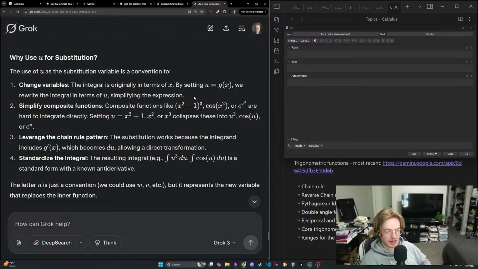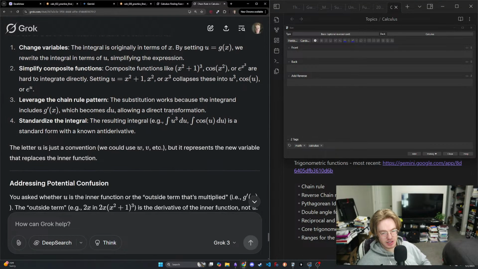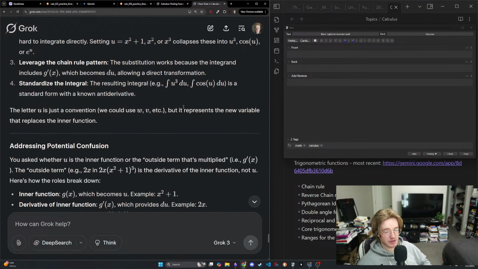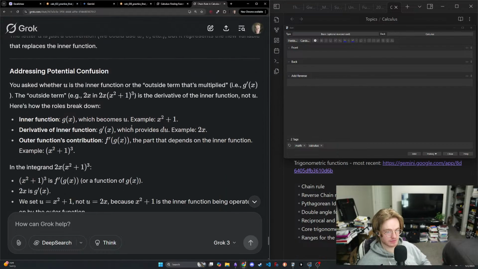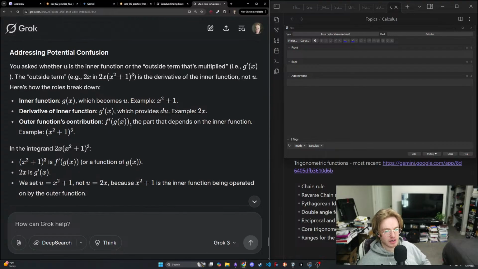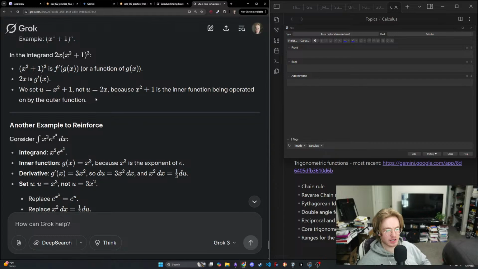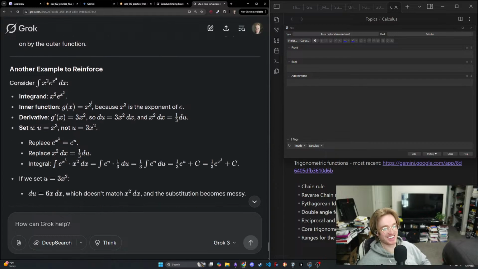Leverage the chain rule pattern. The substitution works because the integrand contains the derivative of the inner function. Standardize the integral. The resulting integral is a standard form we know with a known antiderivative. The letter u is just a convention, but it represents the new variable that replaces the inner function. Okay, we already know that u is the inside function.